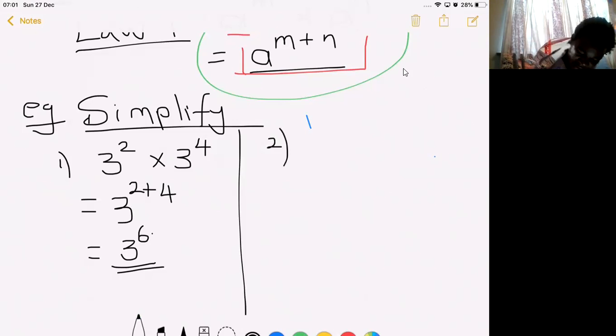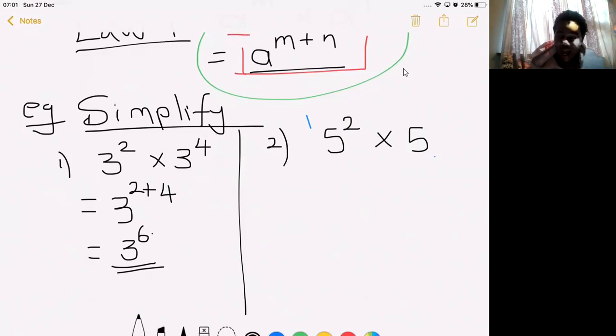5 to the power of 2 multiplied by 5. But when we're doing highest common factor and lowest common multiple, I said whenever there is no power, it means there is a power of what? Power of 1. It means here I can put 1 there. Because if there's no power, just know that there is an imaginary 1.